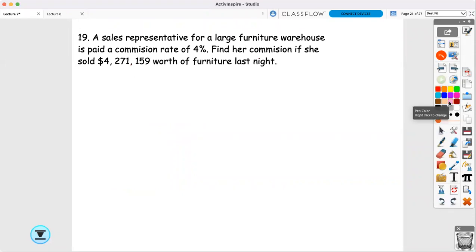A sales representative for a large furniture warehouse is paid a commission rate of 4%. Find her commission if she sold $4,271,159 worth of furniture last night.